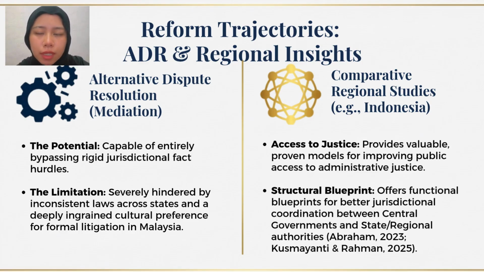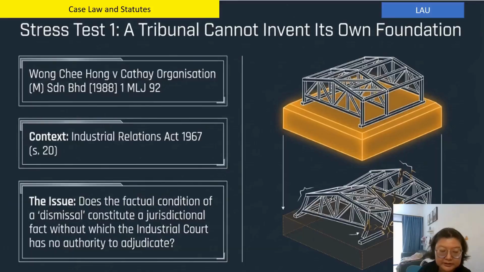Second is comparative regional studies. We can learn from other countries. According to Abraham and Kusmaiti and Rahman, countries like Indonesia have better models for coordination between central and state authorities. Better coordination means clearer rules on what counts as a jurisdictional fact, so there is less dispute and better access to administrative justice. This is our first case, Wong Chi Hong and Cathay Organization.